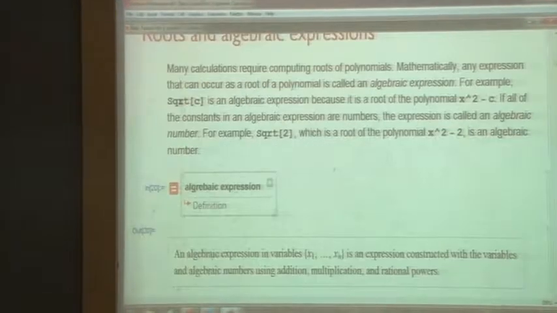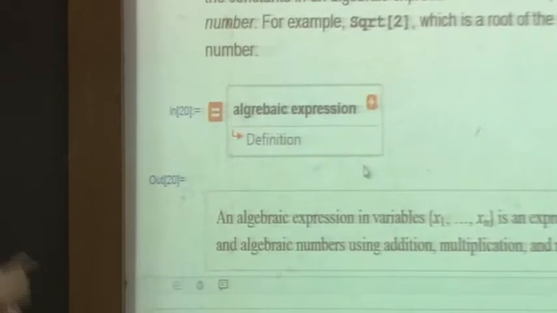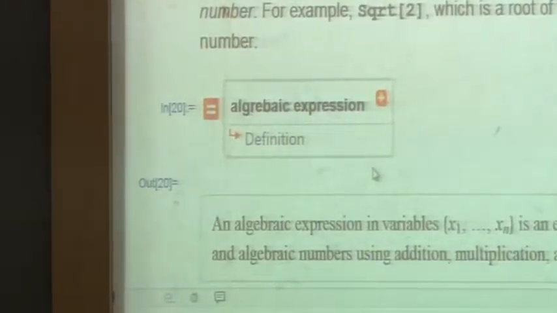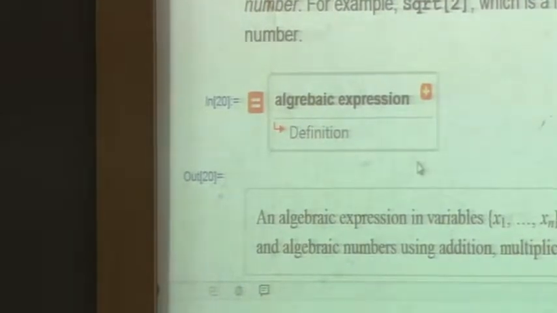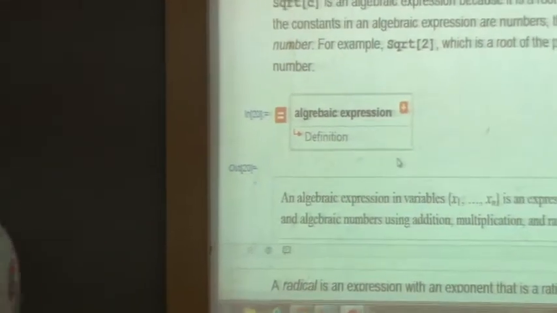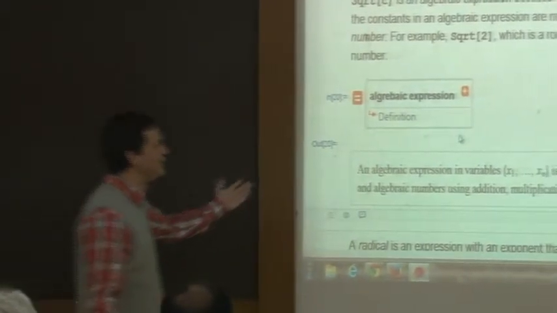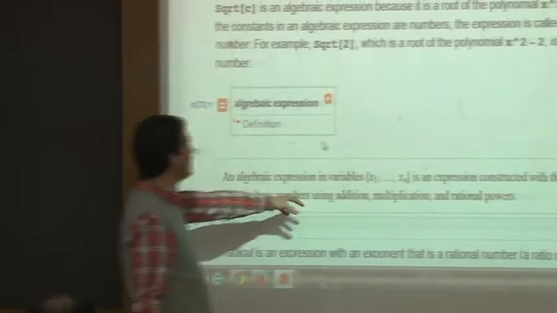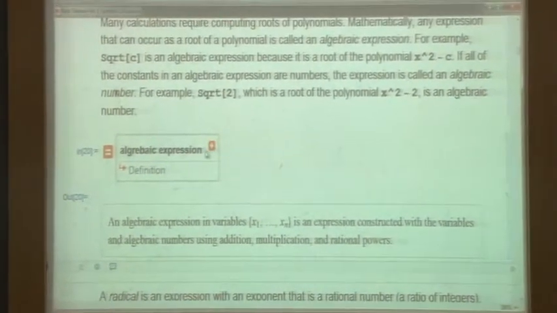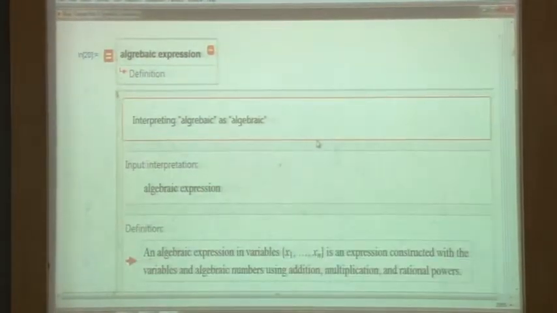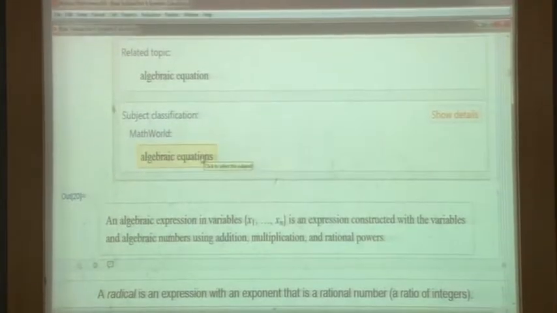Let's see if Mathematica understands. Even though I pressed the wrong key, as if it's like empty, huh? But it's pretty cool. If you want to clarify what you are talking about, just really quick, natural language, there you go. Algebraic expression represented by the variables and algebraic numbers using addition, multiplication, and rational powers. If you need more information, as usual we discussed, right, you can click on plans. Yes? So it's telling you, you can go to math wall, algebraic equations.